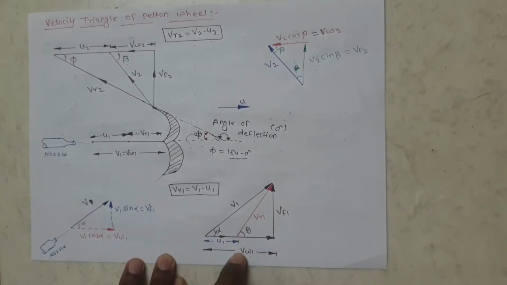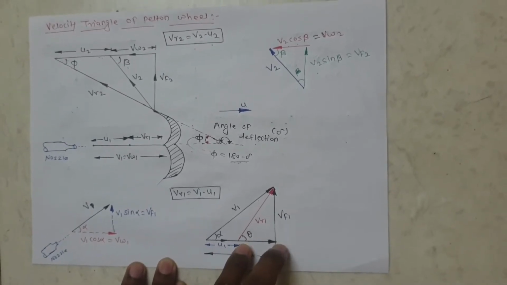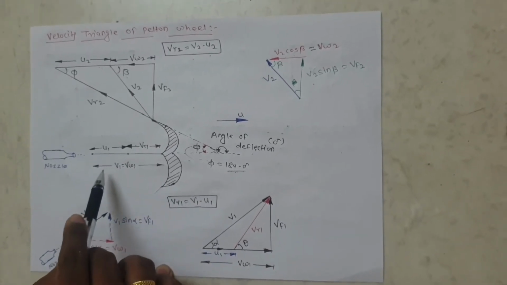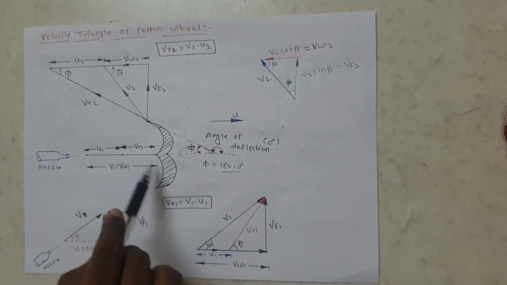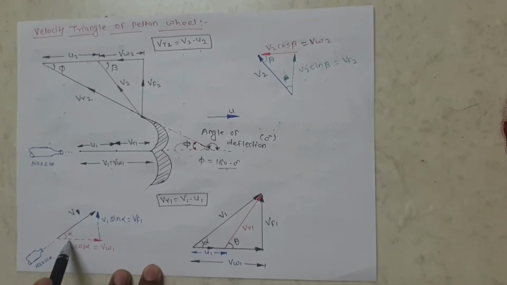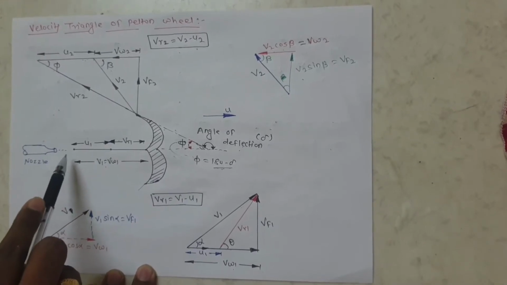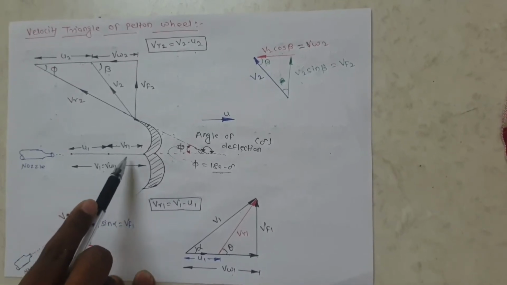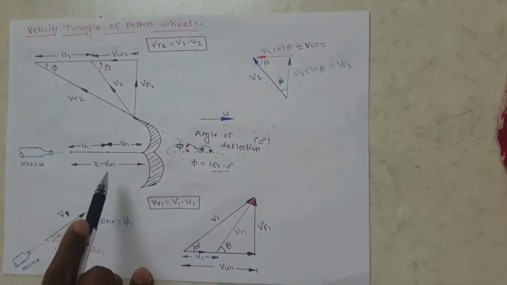So V1 is equal to Vw1, and the relative velocity is equal to this much, and Vf1 is equal to 0. So see here, V1 is equal to Vw1, and this is the U1, and this is the VR1, and Vf1 is equal to 0 because alpha is equal to 0. Nozzle angle is equal to 0 because nozzle is horizontal. That's why inlet velocity triangle is a straight line in Pelton wheel.